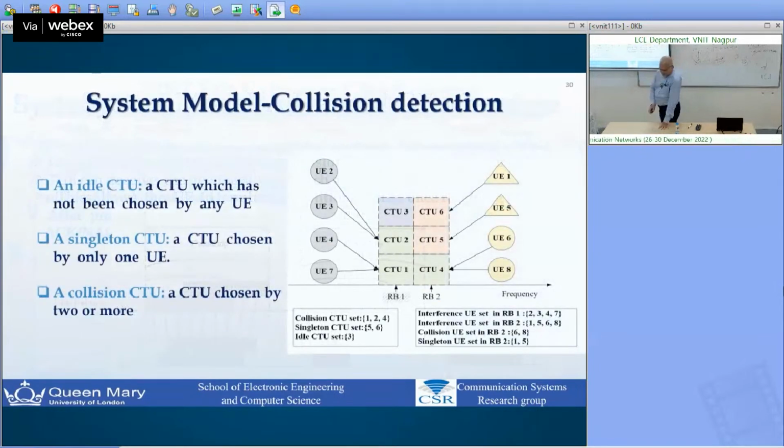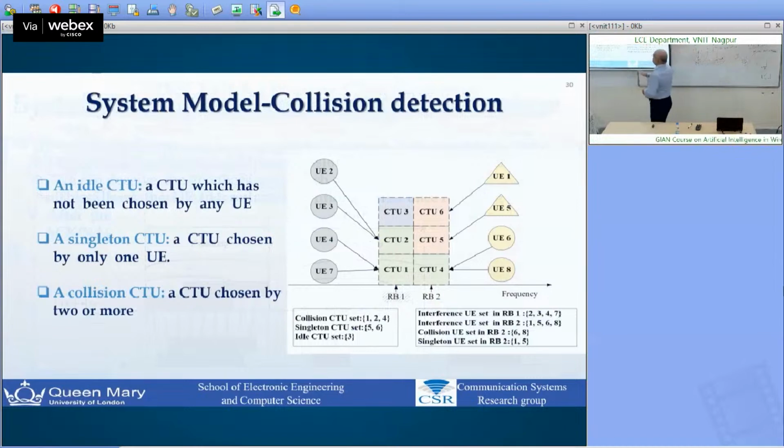Now the question is, how does the collision occur? You can take one resource block. This is one resource block. You have 3 signature sequences, so you have 3 CTUs. You take another physical resource block, 3 signature sequences, so you have 3 CTUs here. So for example you have 6 CTUs. Now here you have 8 user equipments. They are going to select one of the CTUs, repeat and transmit.